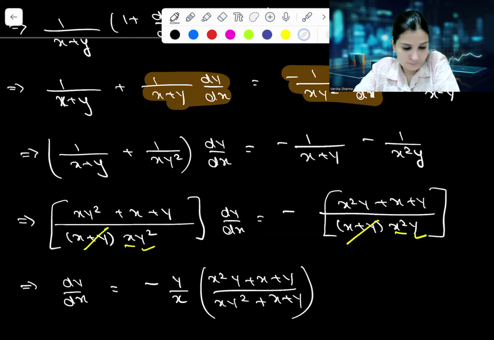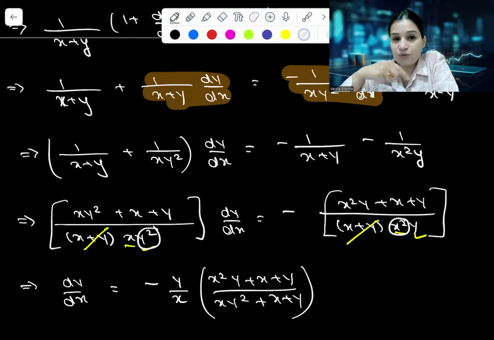Ma'am, can you explain where the minus y by x came from again? Here 1y will remain and here 1x will remain. So this 1y goes to the top and that x comes to the denominator. Okay.